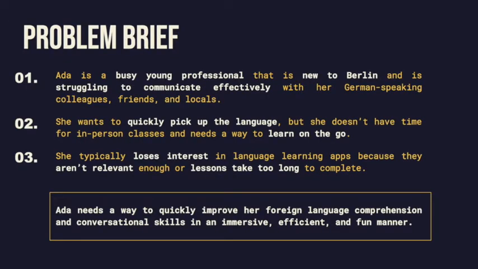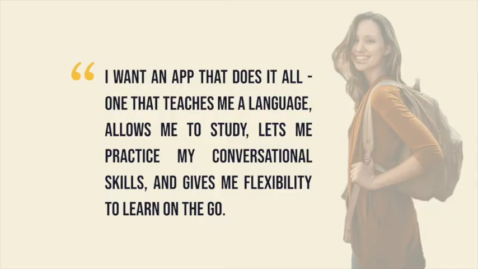Unfortunately, Ada's having a tough time learning up to this point. She feels that her German skills are not up to par, and she's embarrassed when she can't have conversations with her colleagues or friends in their native tongue. She's also way too busy for classes and frustrated that there is not a more effective way to learn on the go. Ada is also finding that the apps she's currently using, like Duolingo and Babbel, aren't teaching her vocabulary that's relevant, or that lessons are taking too long to complete, therefore causing her to lose interest.